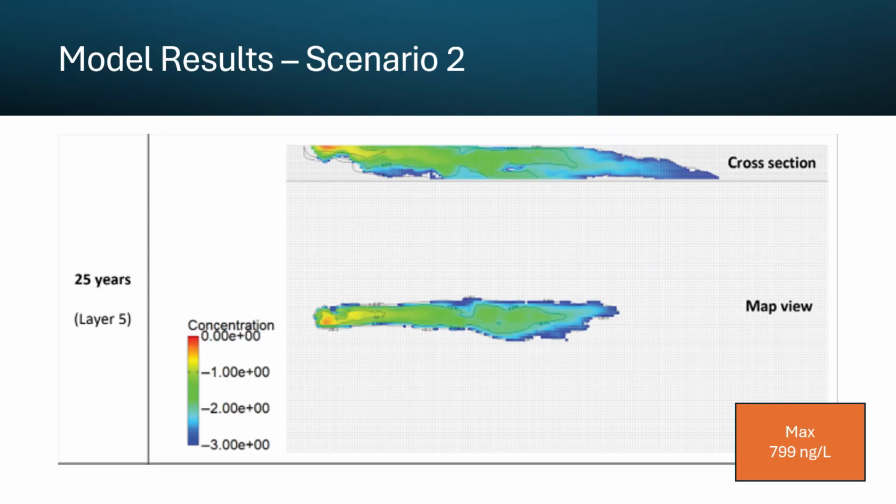As for scenario 2, with the source of PFOA only, after 25 years of loading and leaching into the groundwater, the plume reaches a distance of about 880 meters from the source point. And this distance is much higher than in scenario 1 because the PFOA is being transformed, and it takes time to get transformed.